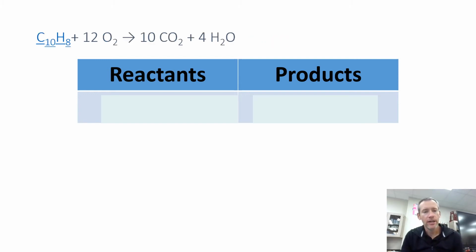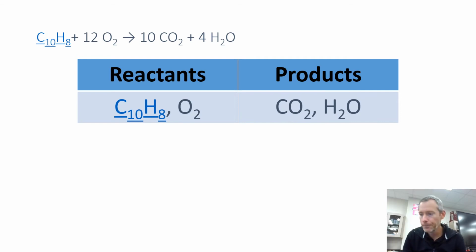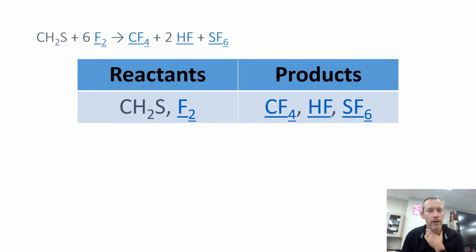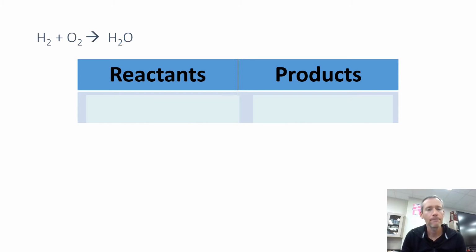We have a combustion reaction where a hydrocarbon, C10H8, combusts with oxygen. You're going to have those as your reactants. Your products in every combustion reaction with a hydrocarbon are CO2 and water. All right, keep going along. CH2 and S and F2 are your reactants. Products, you have 3 products here: CF4, HF, and SF6.